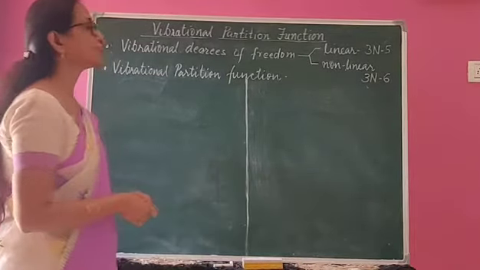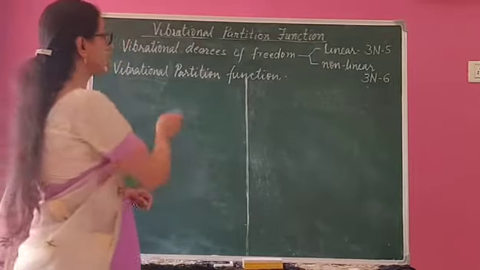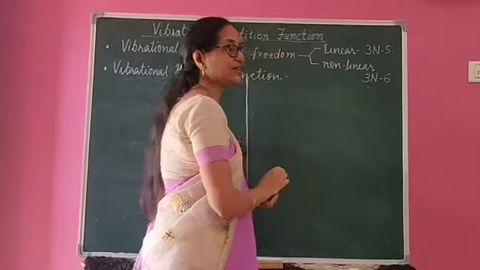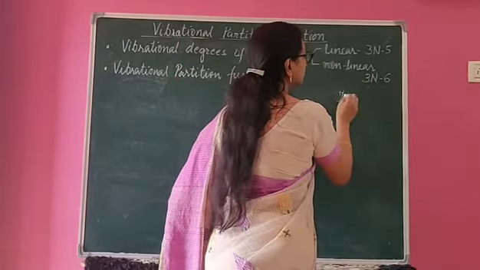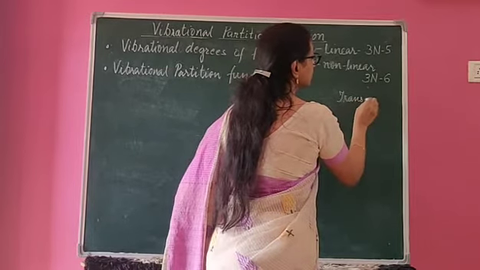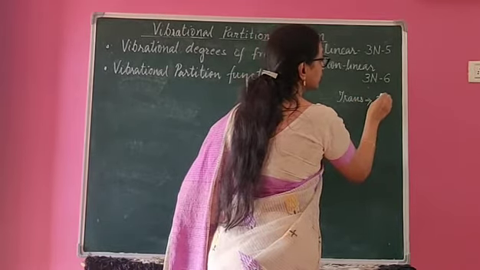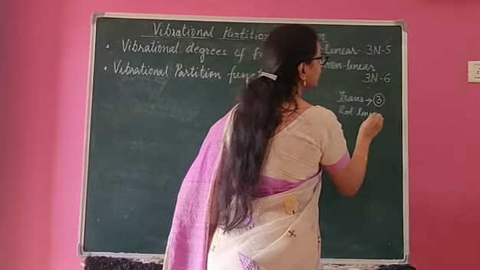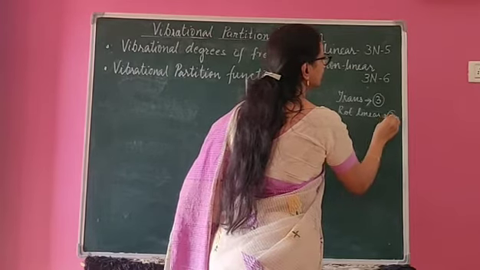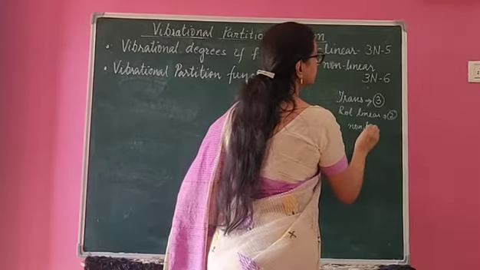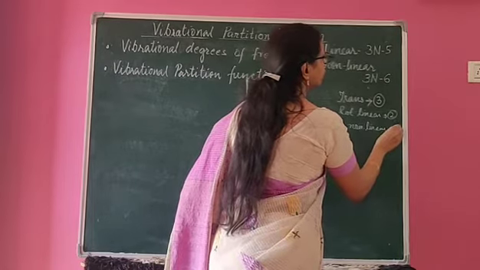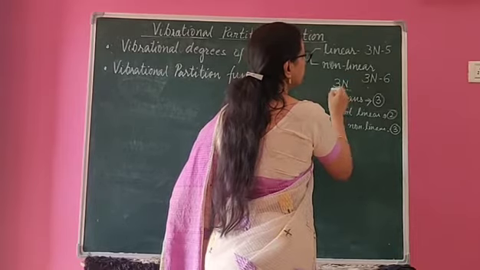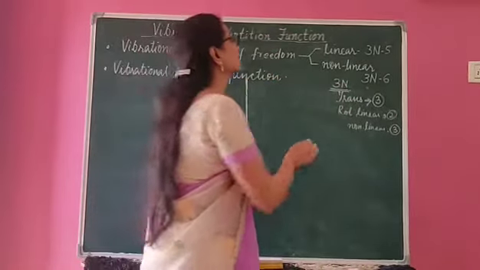Let's discuss the vibrational partition function. We have seen that the vibrational degrees of freedom for linear and non-linear molecules are different. Translational degrees of freedom are 3. Rotational is 2 for linear, and for non-linear we have 3. And the total degrees of freedom in a molecule containing n atoms is 3n.